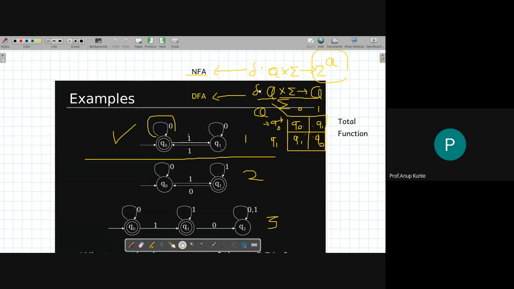Okay, total function, sorry. I hope this idea is clear. What is a non-deterministic finite automata? What is a deterministic finite automata? Given a transition diagram, how to identify the automata being deterministic or non-deterministic.